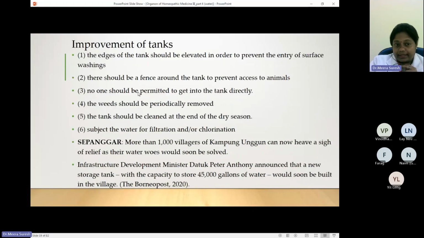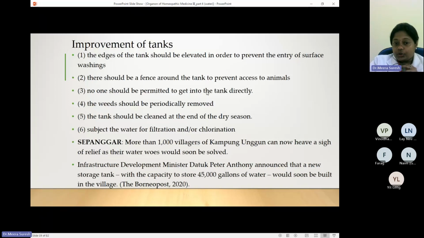So how can we improve the tanks? The best way is to remove whatever is causing the contamination. And these sections, when we consider public health, come under the section of public health engineering. I don't have to go into much detail, but a little bit I am saying. So what could be the improvements? The edges of the tank should be elevated in order to prevent the entry of surface washing. And not just raising the edges, there should be something like a fence or an obstacle so that animals can't come near those tanks.